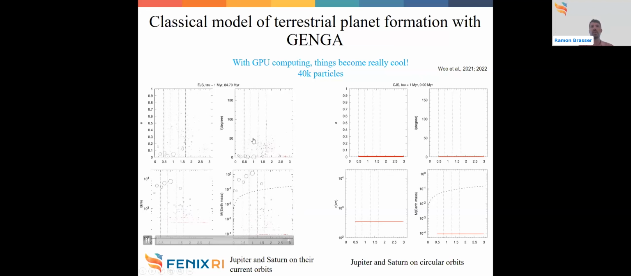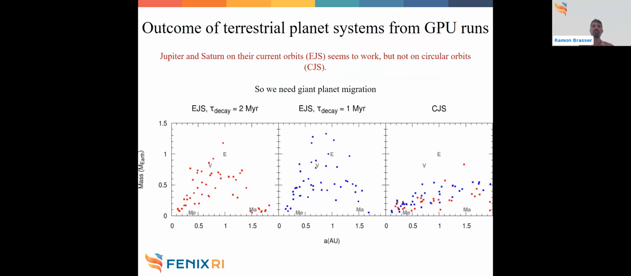So we started with 40,000 planetesimals. We end up with a few hundred at the end. And this kind of simulation can be done on GPU in about 2 months. So with the eccentric Jupiter and Saturn, we can more or less get Earth and Venus, and we can get small Marses. But with the circular Jupiter and Saturn, we cannot. So we need to have some sort of trigger that will have these Mars-sized bodies collide to form Venus and the Earth.